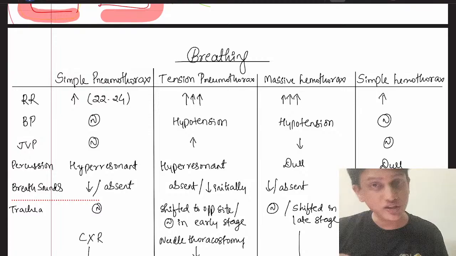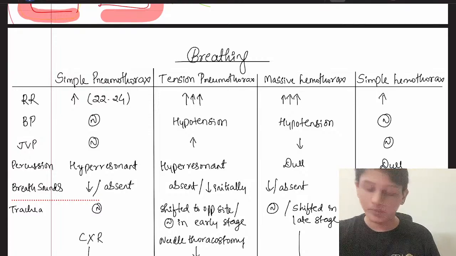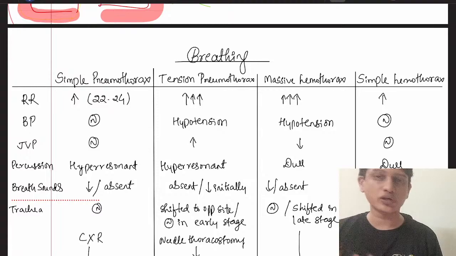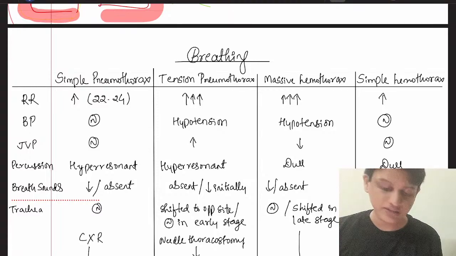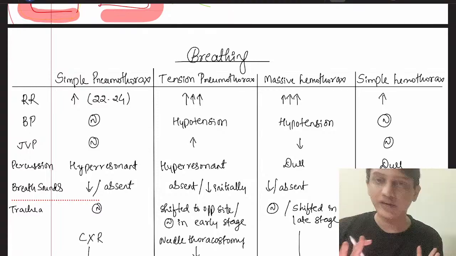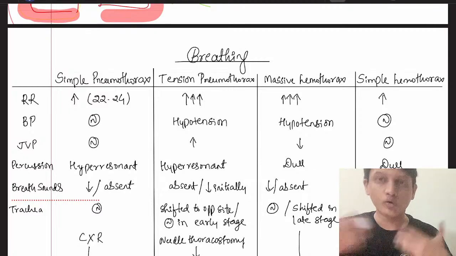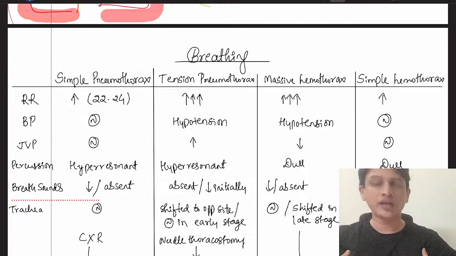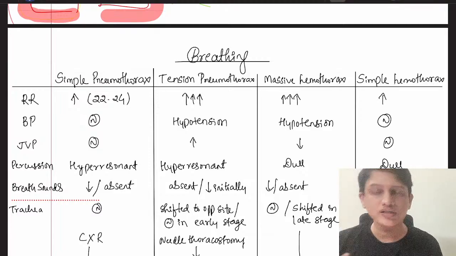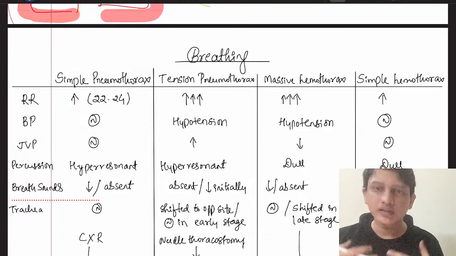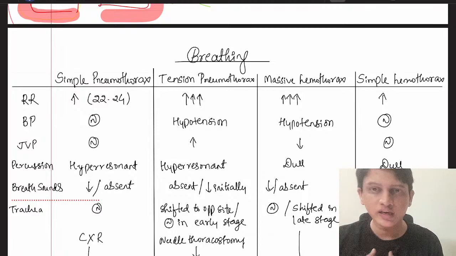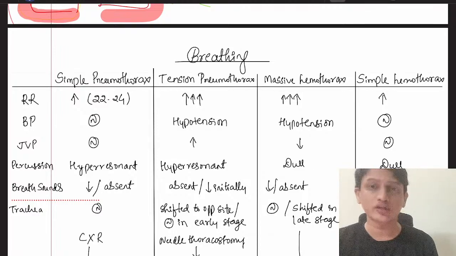In tension pneumothorax, it will be much higher, maybe more than 30. Even massive hemothorax will be more than 30. Whereas in simple hemothorax, it will be slightly elevated. So you understood the severity, right? If he's having severe tachypnea, it means the pressure inside is also high. If the patient is breathing only slightly fast, the problem is also not that severe.